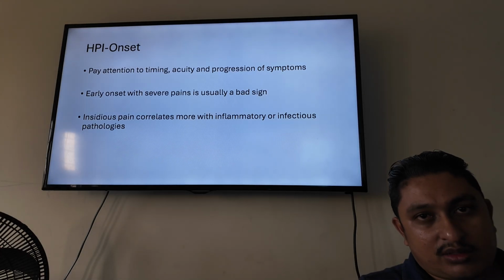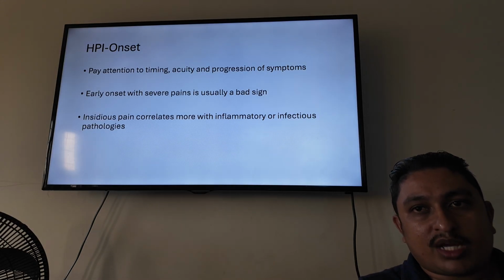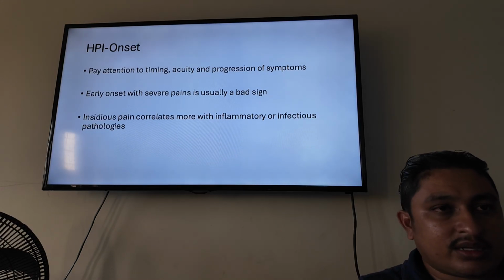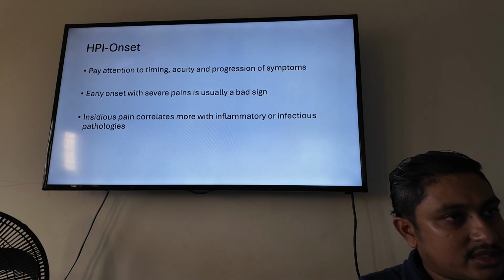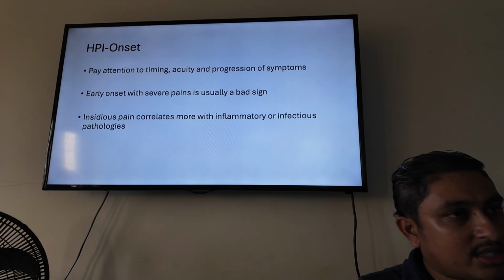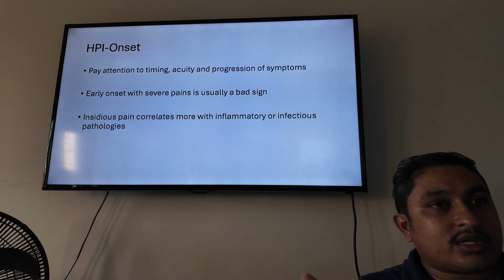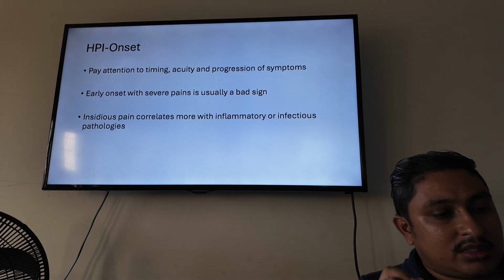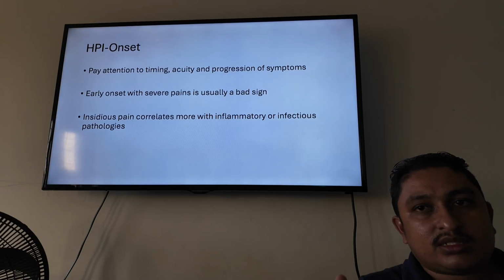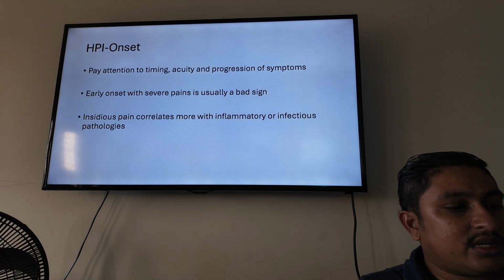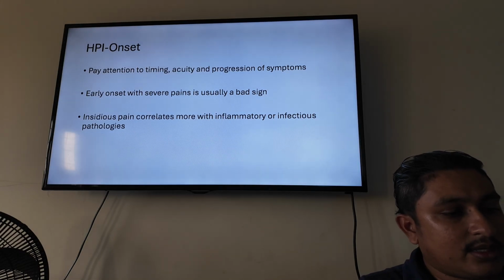Early onset of severe pain is usually a bad sign. There are a few things intra-abdominally that can cause this, and they're all life-threatening: perforated hollow viscus, ischemia to the bowel, an internal hernia, a patient with a ruptured appendix, right? These things usually have very severe pain associated with them.